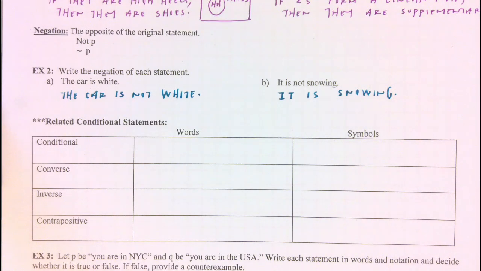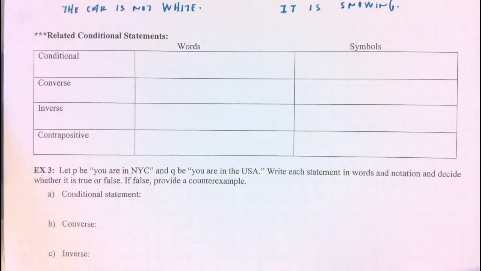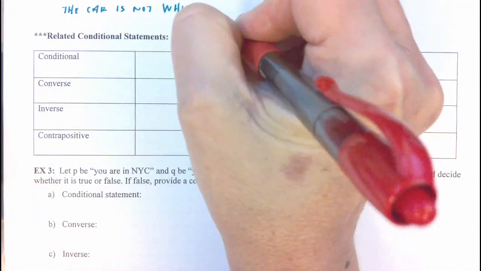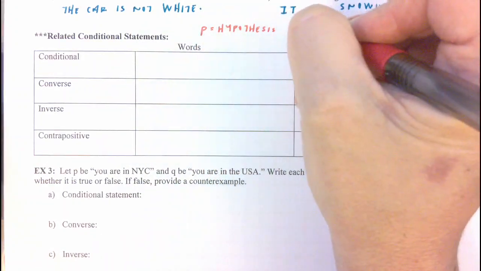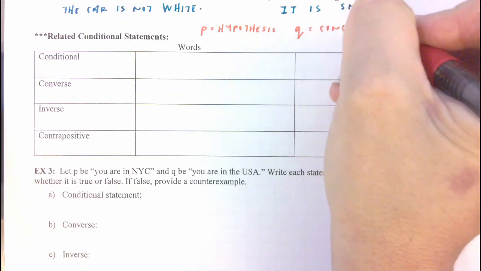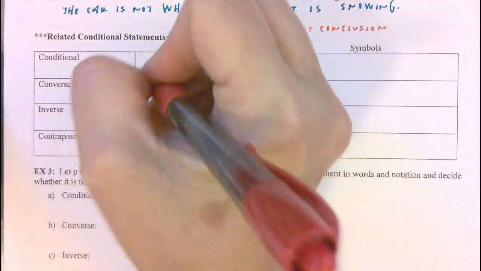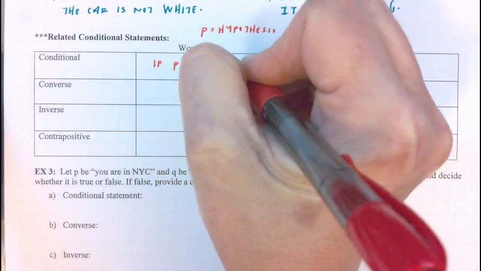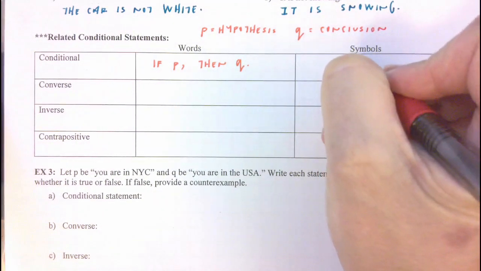All right, next up, we're looking at related conditional statements. We've already talked about a conditional. So remember that we think of P as our hypothesis. Q is our conclusion. Okay, so the original conditional is saying, well, if P, then Q. Right? P implies Q. In symbols, if I'm trying to convey that shorthand, P with an arrow to Q.